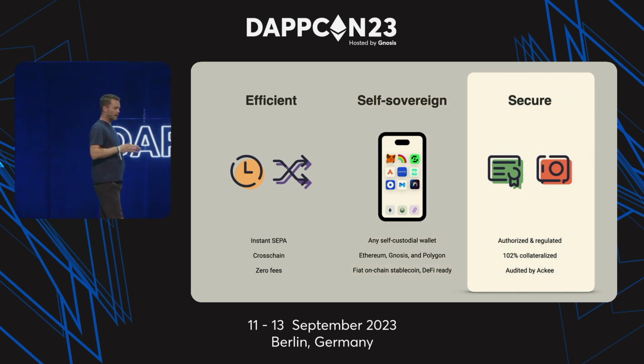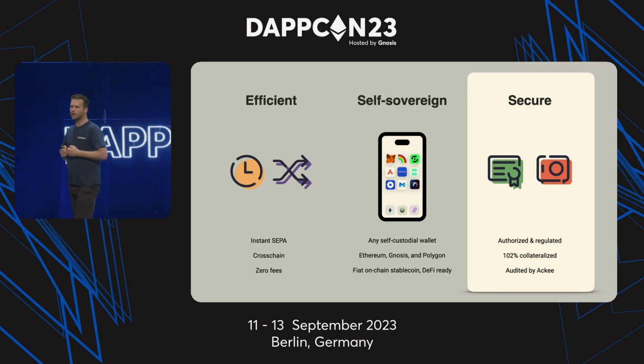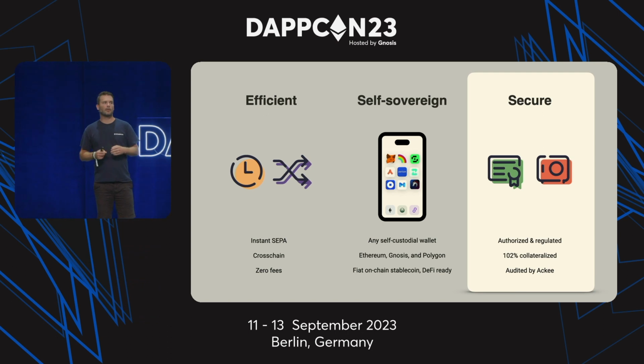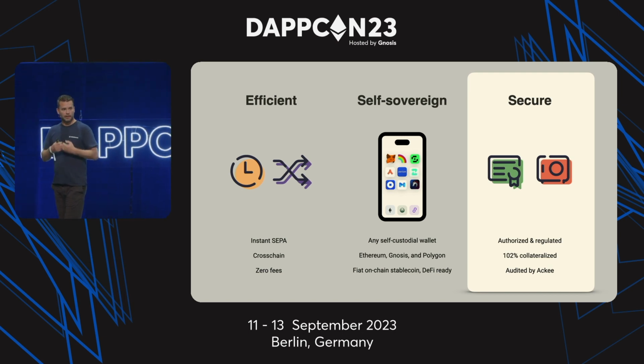Security is, of course, an important topic. So in addition to being authorized and regulated, it's 102% over-collateralized in fiat terms, as dictated by our license. And the smart contracts have been audited by ACI, who have audited many of the industry's smart contracts, including the Safe, 1inch, to name a couple.